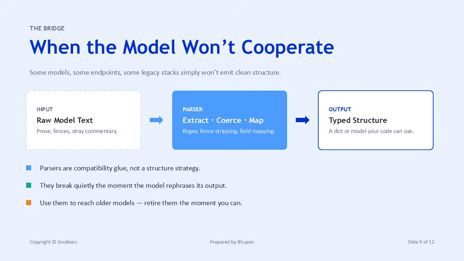Now the honest assessment underneath. Parsers are compatibility glue, not a structure strategy. They don't make the model more reliable, they just clean up after it. And their failure mode is nasty, because they break quietly the moment the model rephrases its output in a way your extraction logic didn't anticipate, often without raising anything at all. So treat them as a bridge with an expiry date. Use them to reach models you can't otherwise use, and retire them the moment a real enforcement path opens up.